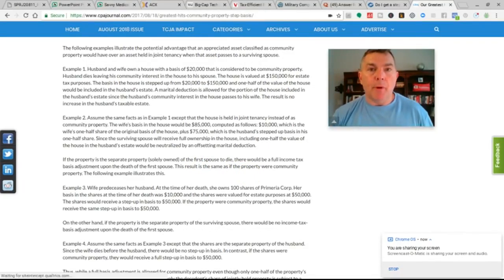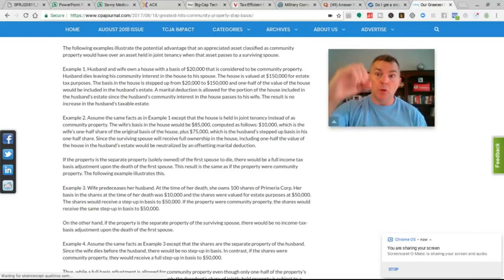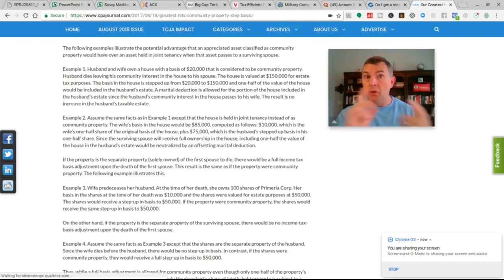So if you live in a community property state, you have a $20,000 cost basis on a house that increases to $150,000. Josh dies. Wife gets $150,000 without any estate tax and the whole thing steps up. So her $150,000 is now her cost basis. That means if she sold that property tomorrow for $150,000, she owes zero in taxes. Zero. All right, that's community property. No estate tax, complete transfer or step up in basis on the entire value of the property.